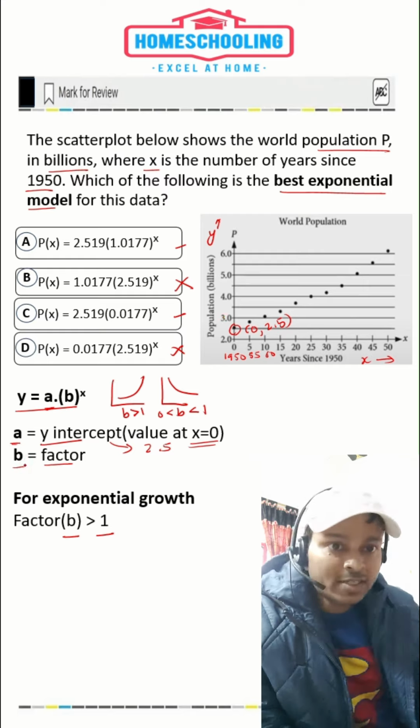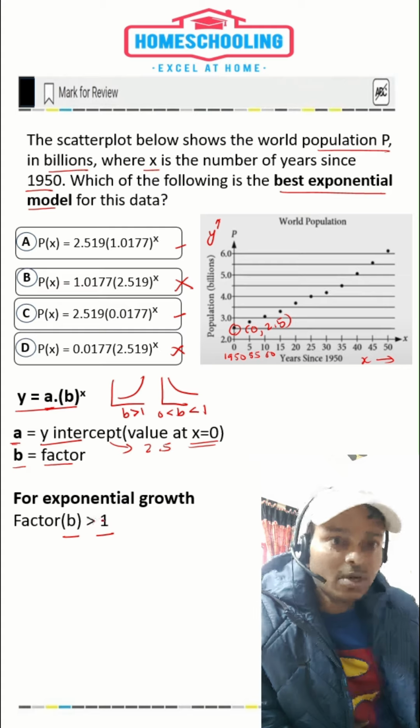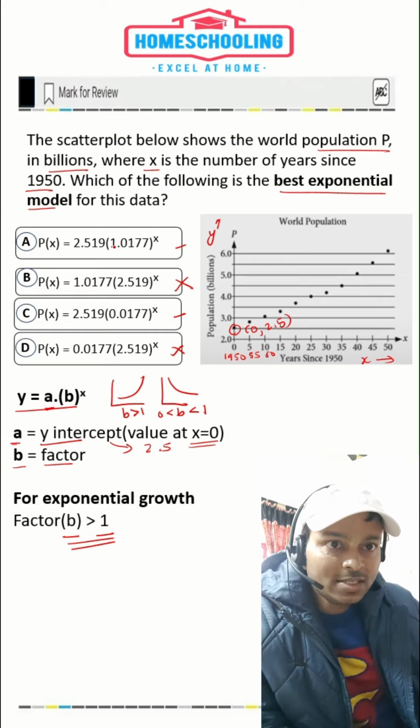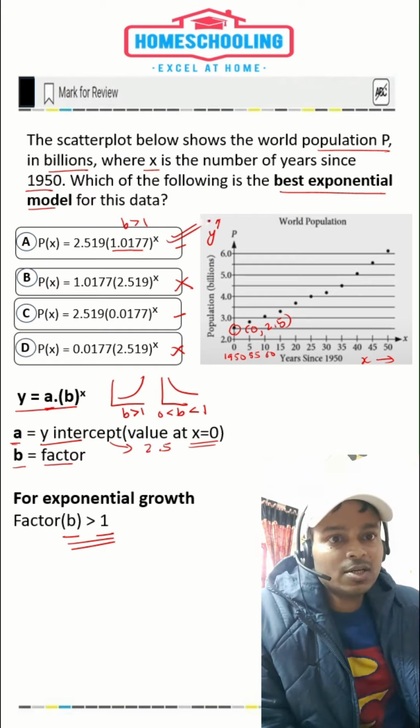Now, the factor. As we can see here, the graph is an exponential growth graph, so our factor should be greater than 1. So let's choose from options A and C. As we can see here, the factor b is greater than 1 in option A. Hence, option A is the correct answer.